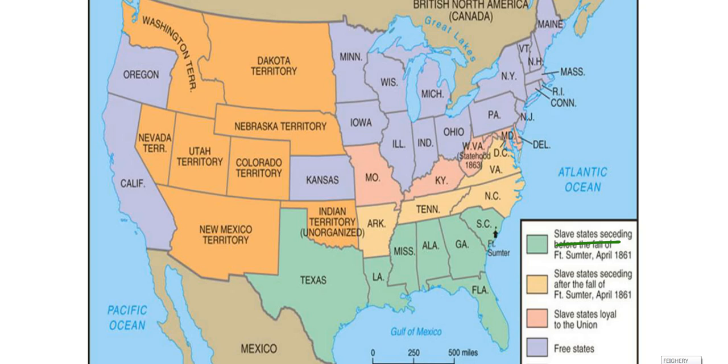This is a map of the slave states that seceded before the fall of Fort Sumter in April 1861, and they can be seen in the green color. Slave states that seceded from the Union after the fall of Fort Sumter in April 1861 can be seen in the color here in peach. Slave states that remained loyal to the Union can be seen in the pink color, and they are Delaware, Maryland, West Virginia, Kentucky, and Missouri. Free states can be seen in purple, and then the free territories can be seen in the orange color, just like you labeled on your map in our activity last week.